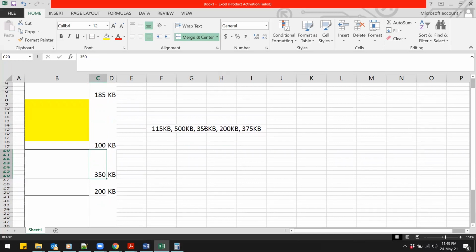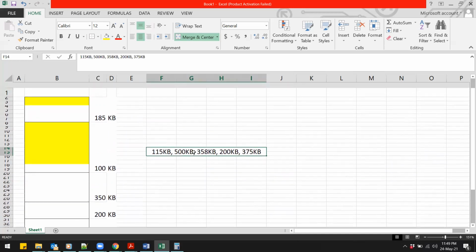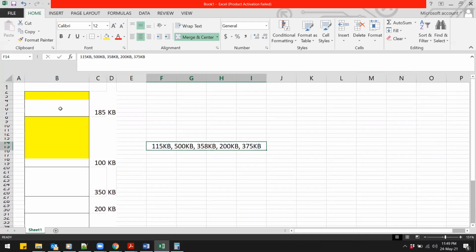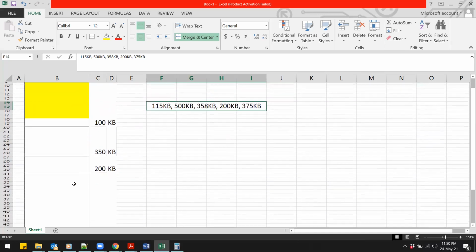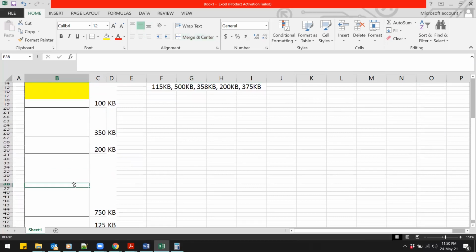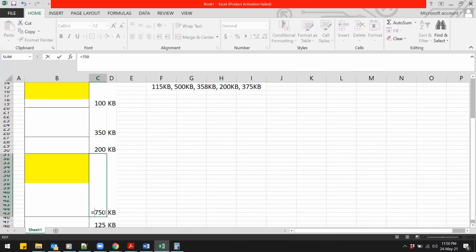Then we go to the next process, which is 358 KB. We are going to start from the top and look for a segment which is at least 358 KB in length. The first one we get is 750. So we'll take this 358 and put it in this segment. So from this 750 KB, we are left with 392 KB.